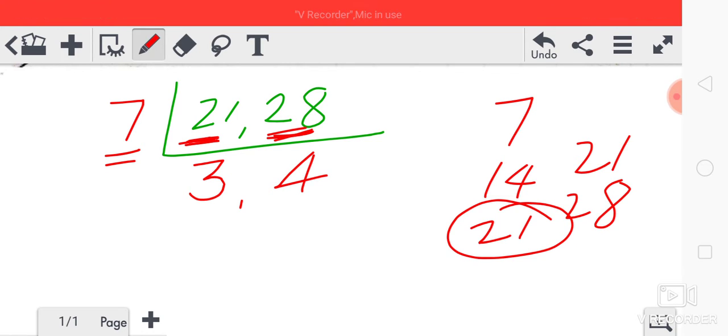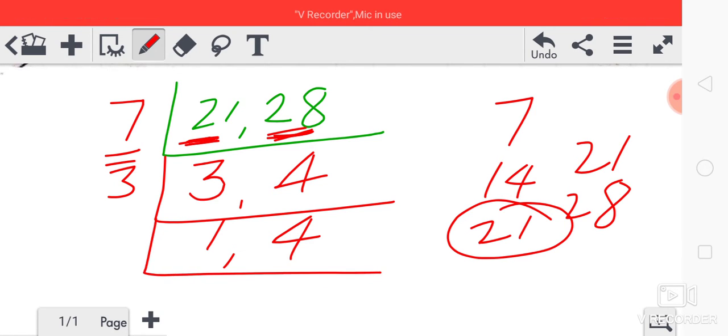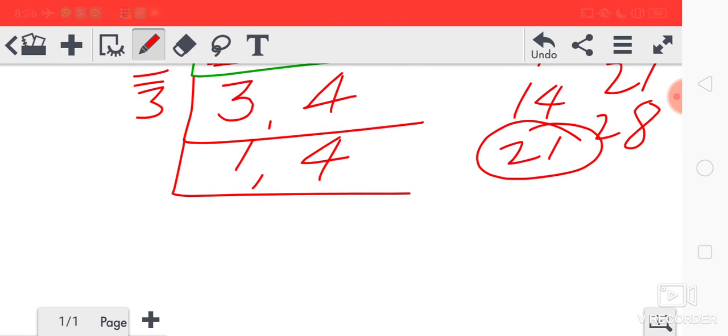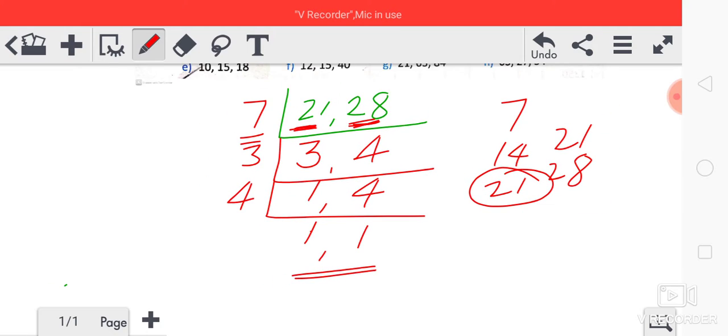Okay, then 3 and 4, do we get in any number's table? No. So we'll take here 3. 3 1s are 3, and 4 we don't get in the table of 3, so we'll write as it is if we are not getting. Okay, then we'll take 4. 1 will write as it is, and 4 1s are 4. Now when you get 1 at last, then stop doing this process.